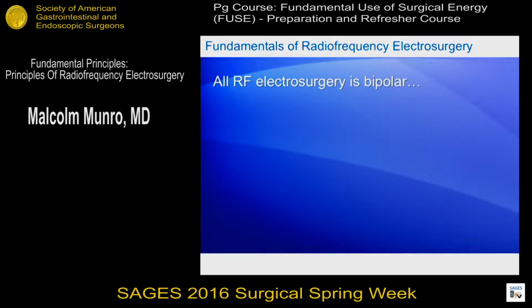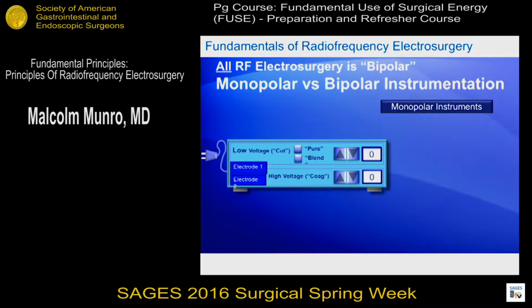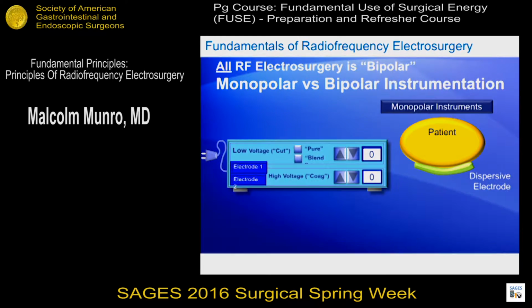Now, all of your electrosurgery is bipolar, all of it, okay? What differentiates the systems is the location and the purpose of the second electrode. So if we look at monopolar instruments, we have our patient here, we have our dispersive electrode, that's an electrode. We have our active electrode, that's an electrode. They're both connected to the machine. All of the patient is between the two electrodes.